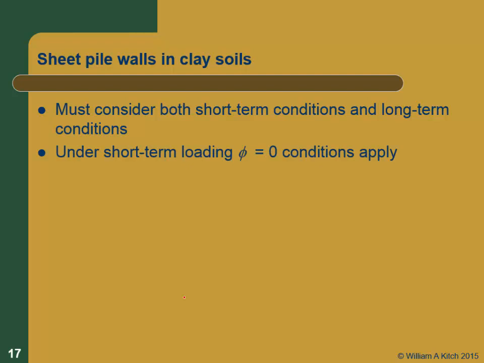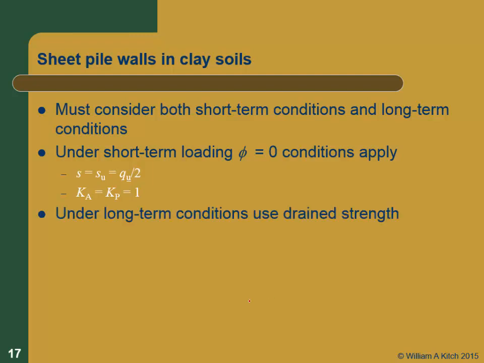So we can use a phi equals 0 condition for the short term, and in the long term we'll have to use drained conditions. So in the short term, our strength is going to be equal to the undrained strength, which is just equal to the unconfined compression strength divided by 2. K active is going to be equal to K passive is going to be equal to 1, so our earth pressure calculations are a little easier, right? Because we're under phi equals 0 conditions here. Under long-term conditions, our phi will be whatever our drained friction angle is.